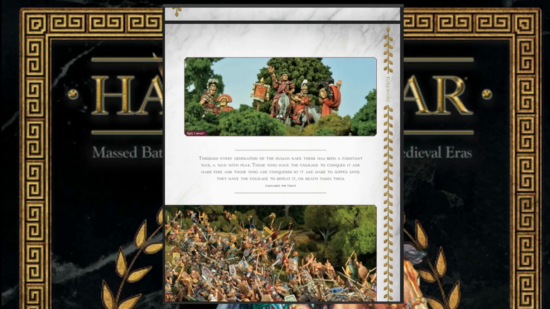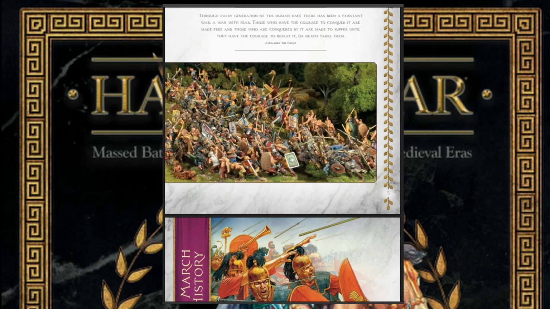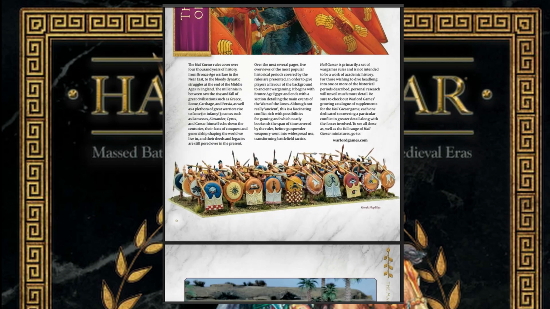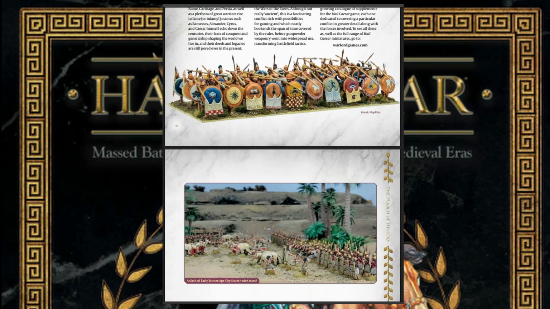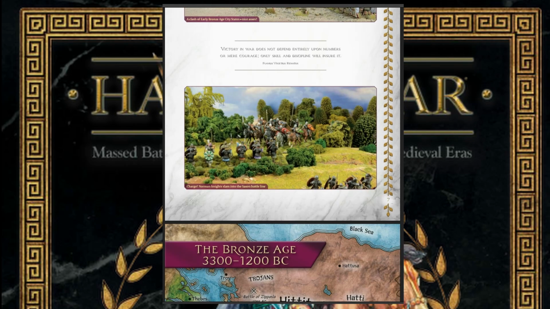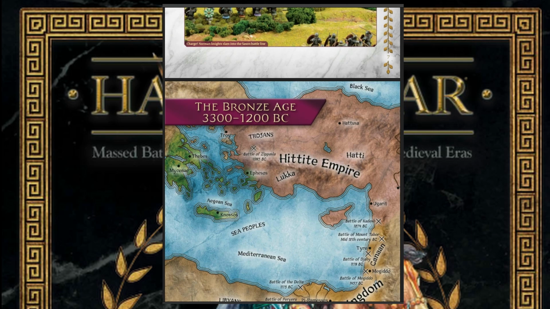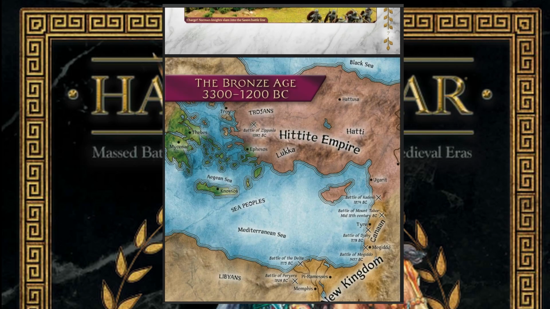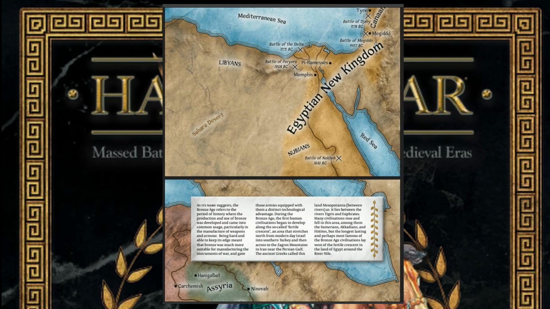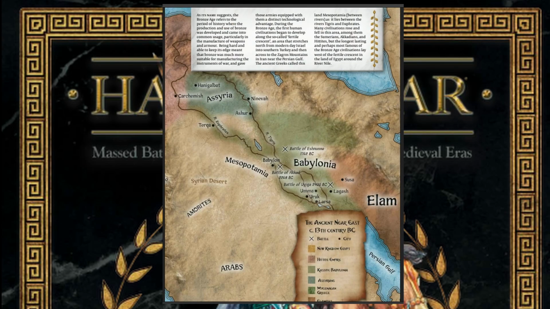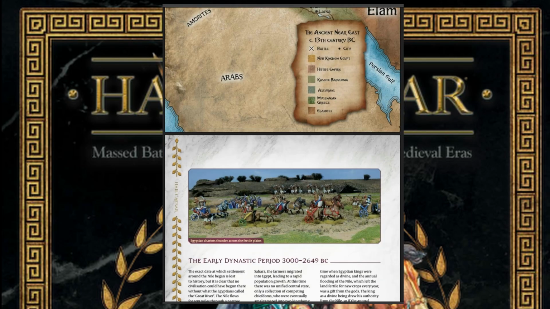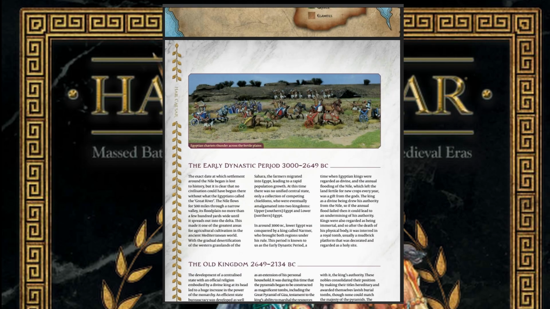The book starts with brilliant photographs of these amazing armies, and you have a march of history where you start from different eras, ending with the Wars of the Roses. It includes the periods, the armies, beautiful photographs as you can see here, and very, very beautiful maps. You start from the Bronze Age, and you can see the Hittite Empire, the Egyptian kingdoms, and Babylonia, maps that can be used very easily, I think, for campaigns as well. And then sub-periods and nice photographs are included.